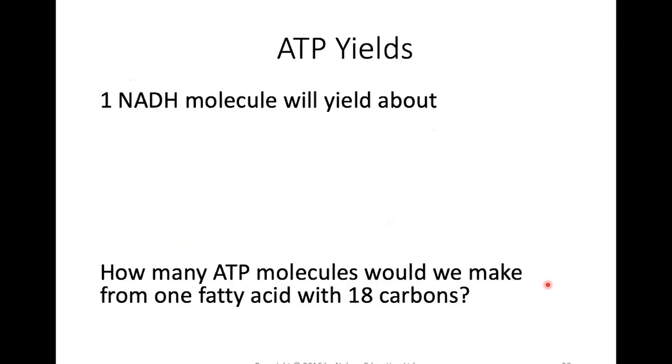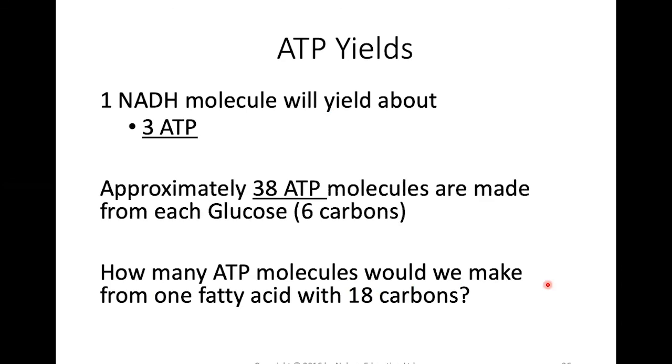All right, so ATP yields. One NADH molecule will yield about 3 ATP. What was the exception? The NADH molecules from glycolysis, right? They will yield 2 ATP. So approximately from every glucose molecule, we are producing 38 ATP molecules, right? 32 from oxidative phosphorylation, 2 from the Krebs cycle, and another 2 from glycolysis.